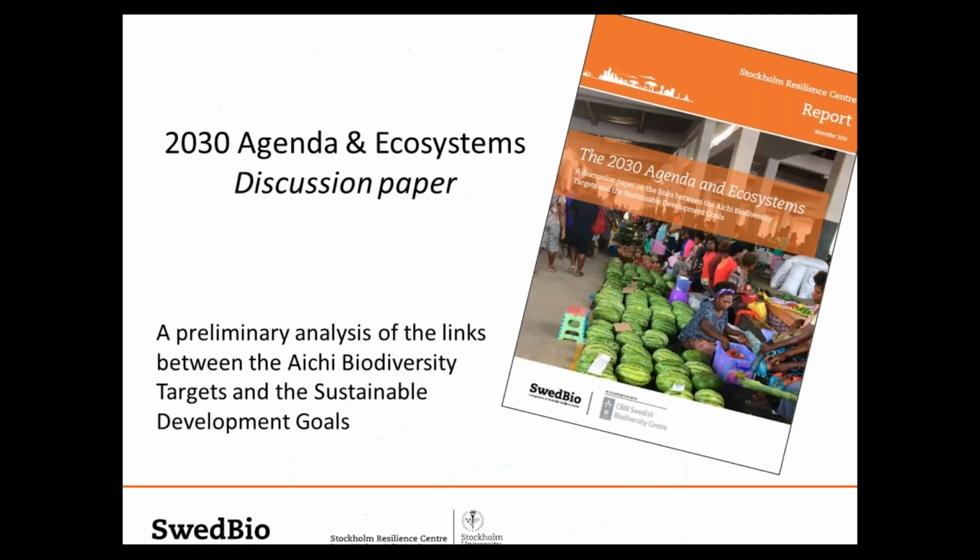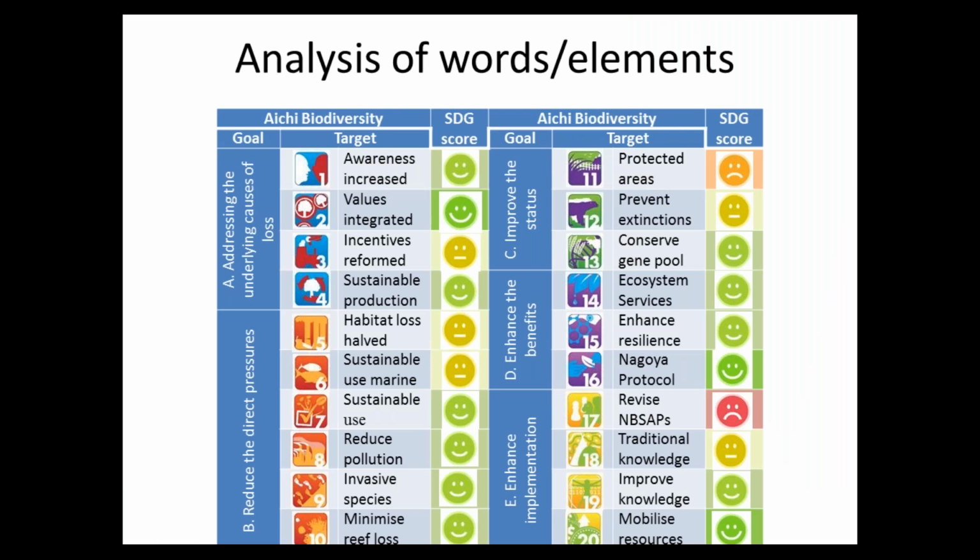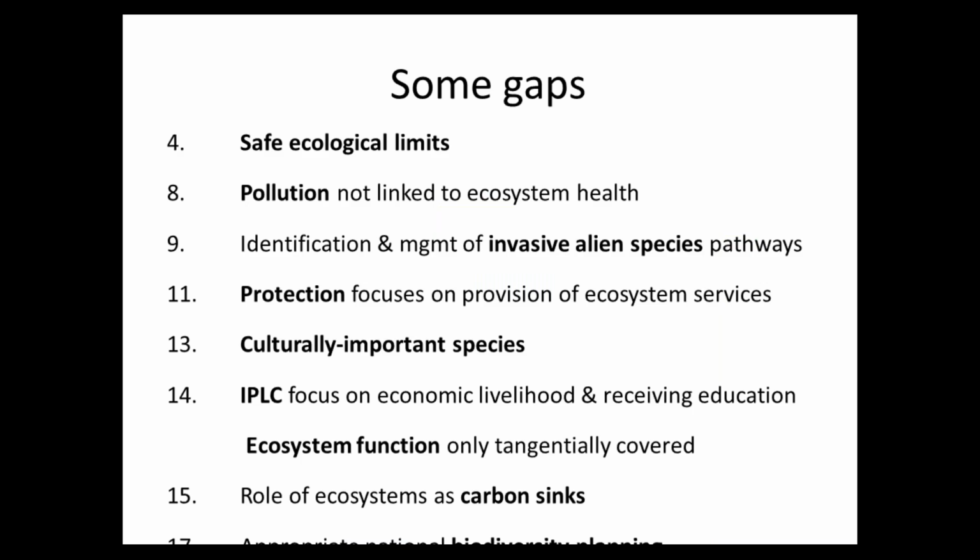And so a number of people have tried to do studies emphasizing the role of biodiversity within this. This was a paper that we did a couple of years ago, towards the end of 2016, that tried to look at the degree to which the Aichi targets and the SDGs were mutually supportive, with some degree of overlap, but with a number of gaps within it.